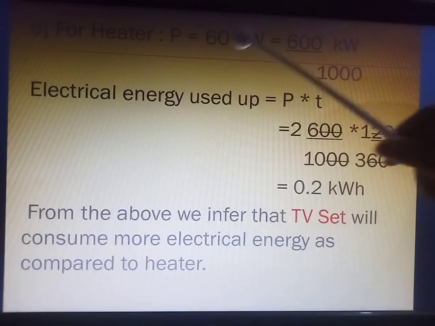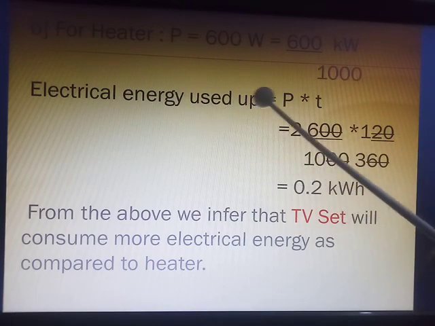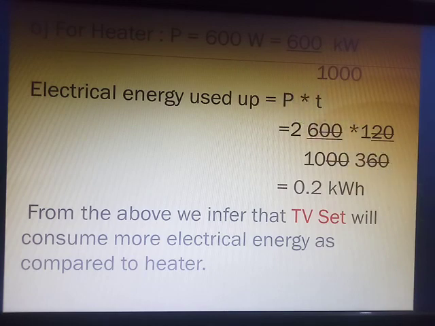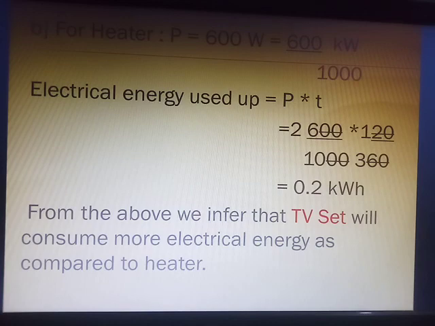For heater, power is 600 watts, that is 600 upon 1000 kilowatt. So electrical energy used up is P multiplied by T. Same way, 20 divided by 60, 600 divided by 1000. If you do the calculations, you will get 0.2 kilowatt hour. Now if you do the comparison between both, you can see here it is 0.25 and here it is 0.2. So which one is greater? 0.25 is greater.